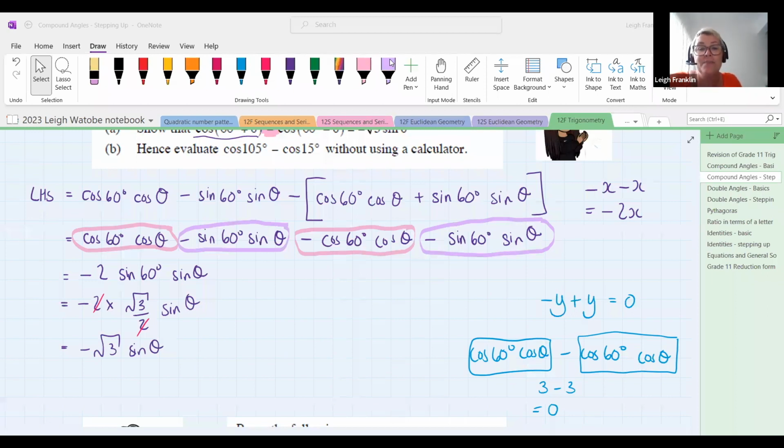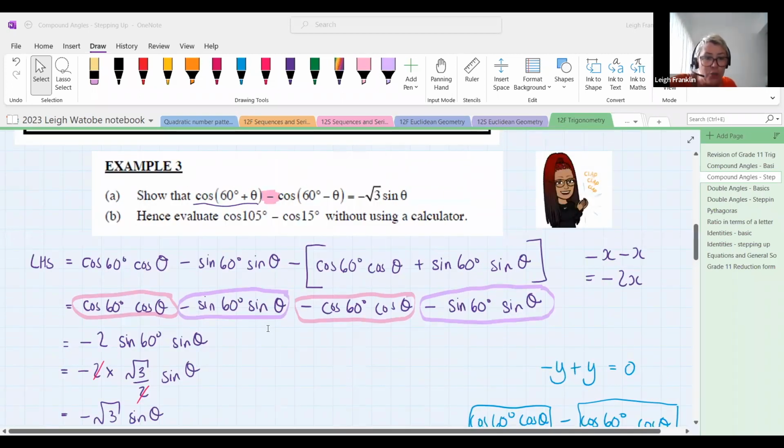Okay, all right. Now for the next bit, all right? So we've showed that cos 60 plus theta minus cos 60 minus theta is equal to negative root 3 sine theta. Now they want us to use this a little bit further. They want us to do something else.